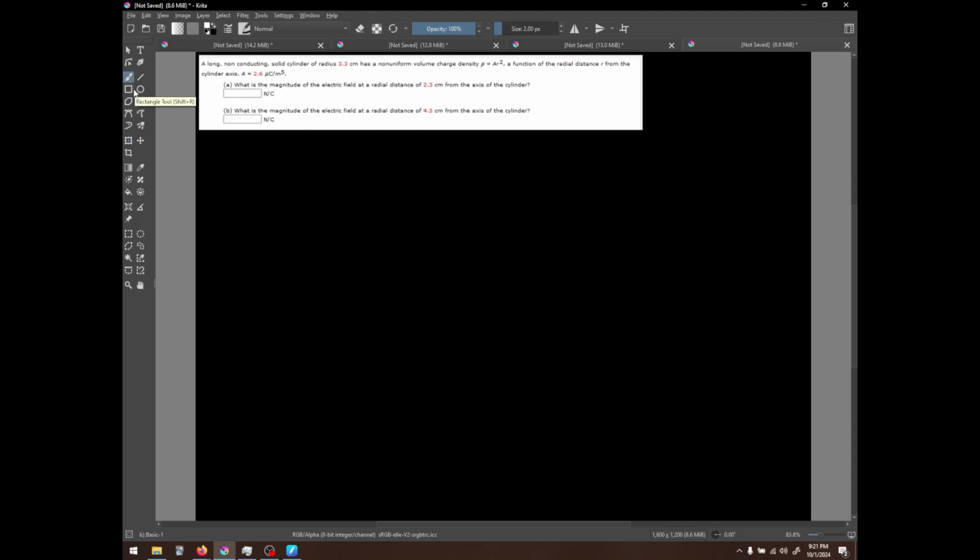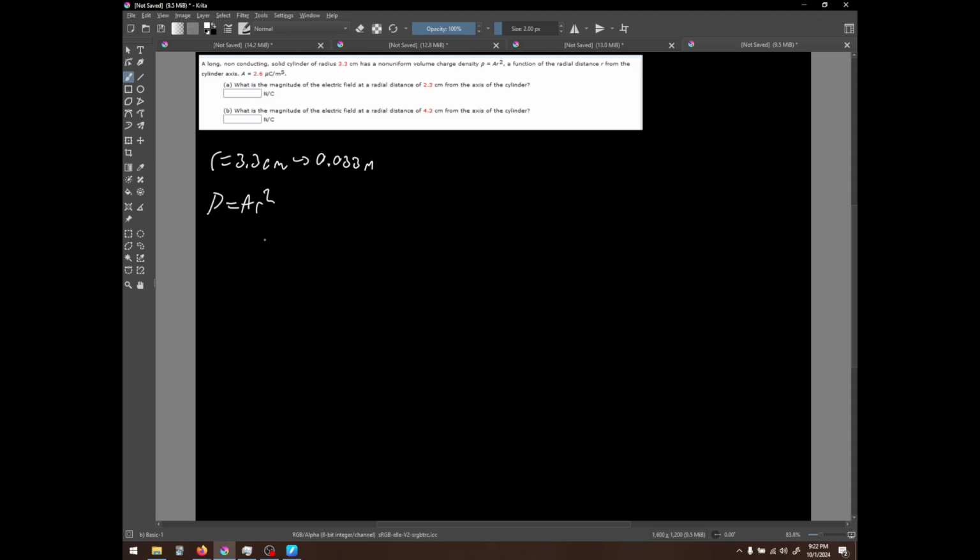A non-conducting solid cylinder with a radius r equals 3.3 centimeters, which is actually 0.033 meters, has a non-uniform charge density. This is a volume density then. Rho equals A r squared.